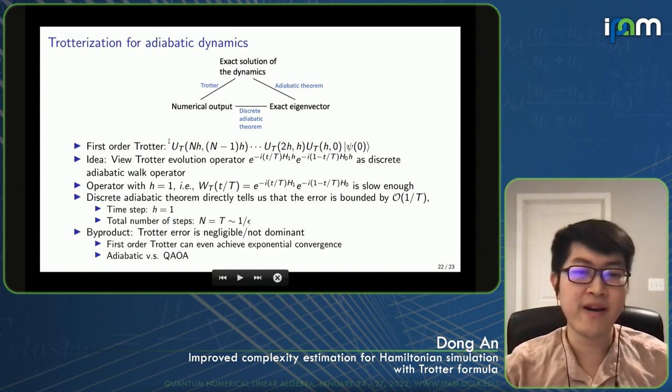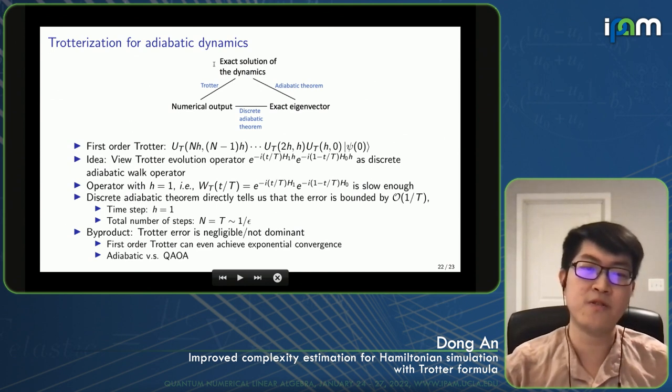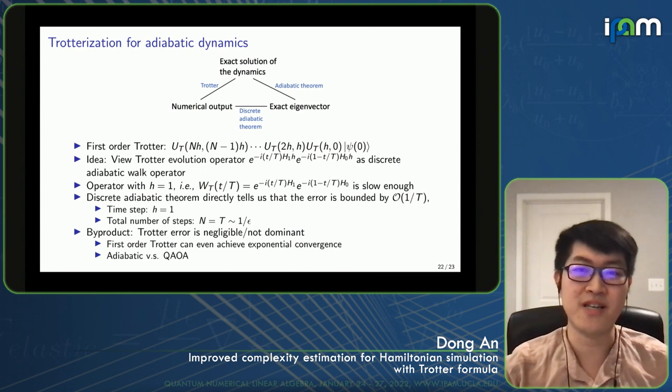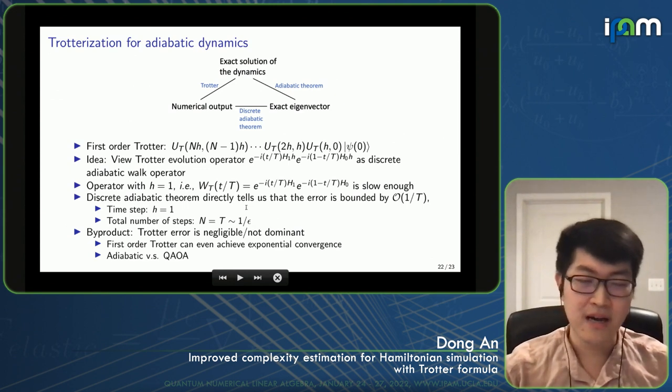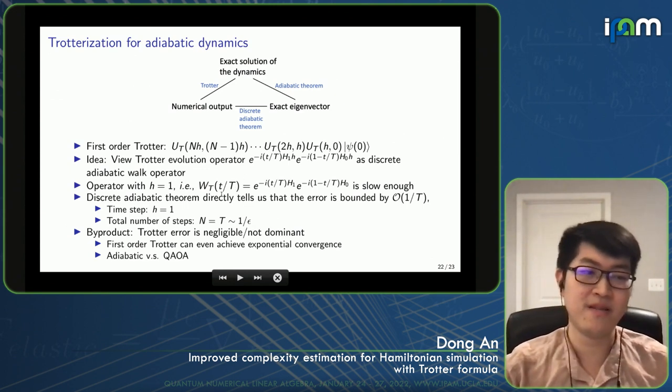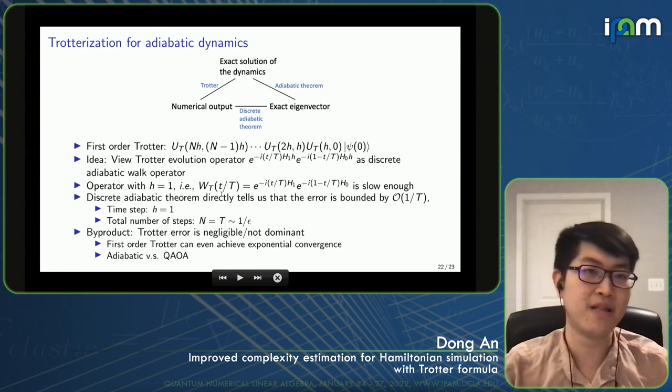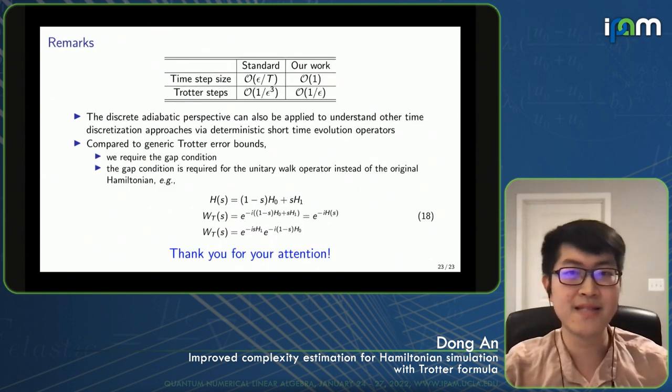Another remark is that we can further prove that the first order Trotter can even achieve an astonishing exponential convergence. I cannot finish this argument within two or three minutes, so I will probably skip this. If you're interested, maybe we can talk offline, but I will go to my next slide, which has the remarks.